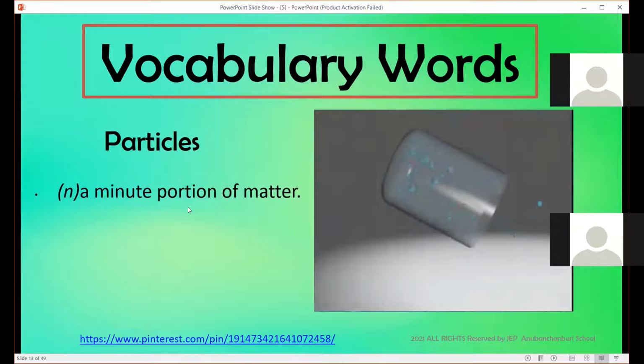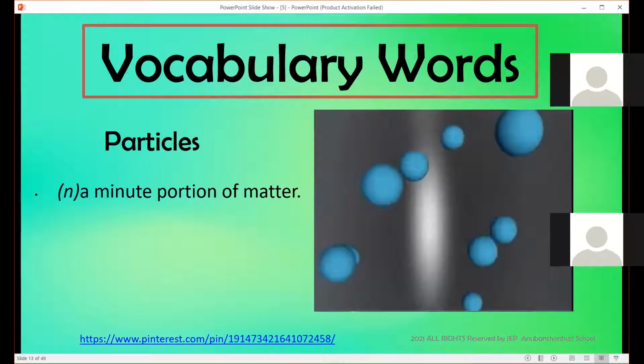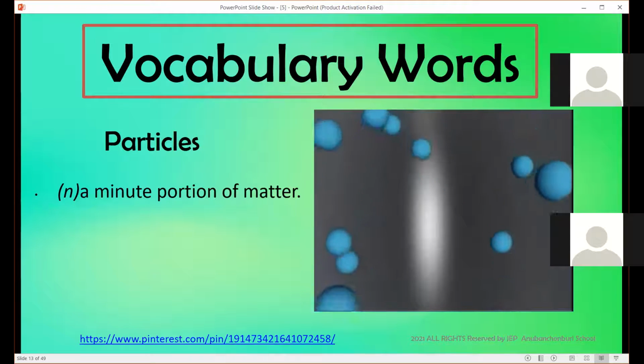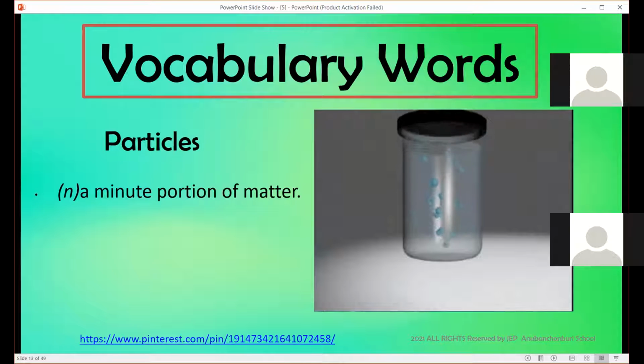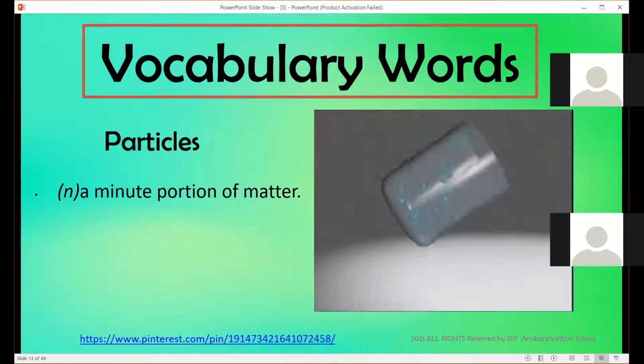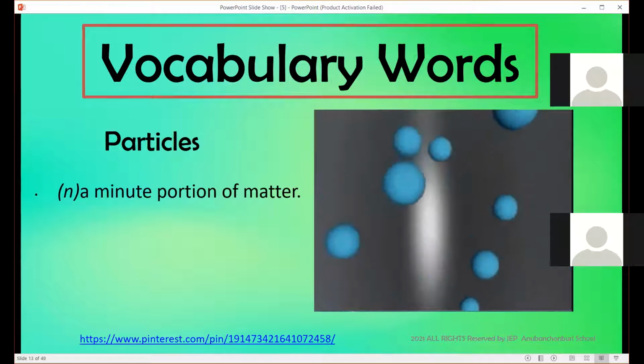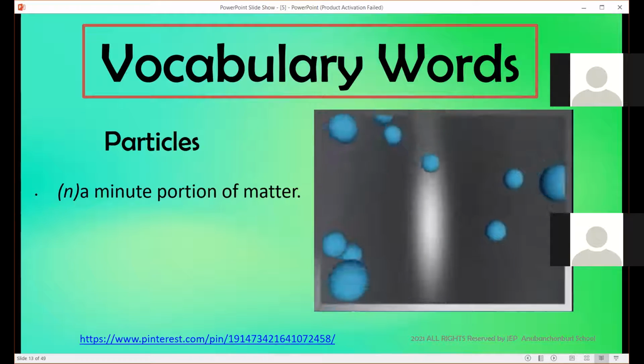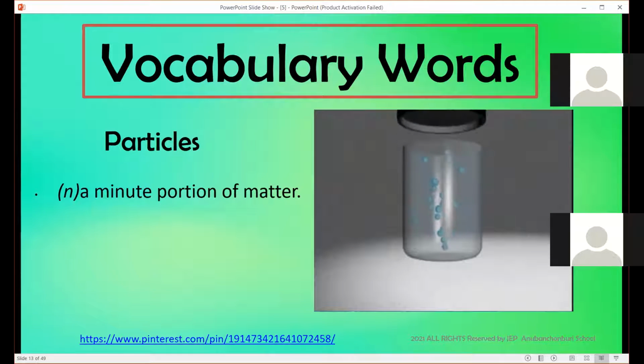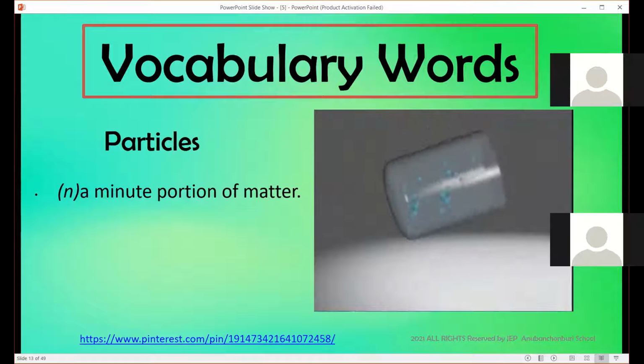A minute portion of matter. Okay, so the meaning of the word minute is very, very small. It means a very, very small portion of matter. So it can be like the PM 2.5. Okay, so that is a particle. It is very, very, very small.